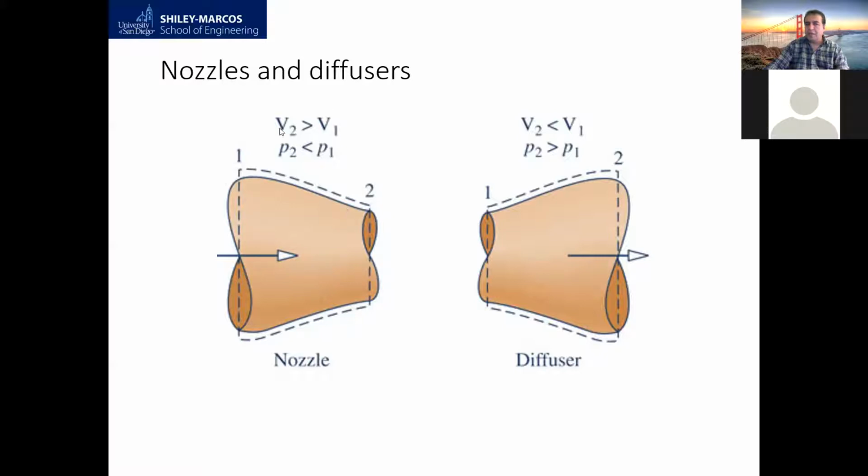Okay? So that is a nozzle, and this is an example of a diffuser. The velocity at point 2 is going to be less than the velocity at point 1, but the pressure is reversed: the pressure at point 2 is going to be greater than at point 1. So have an understanding of what nozzles and diffusers are.